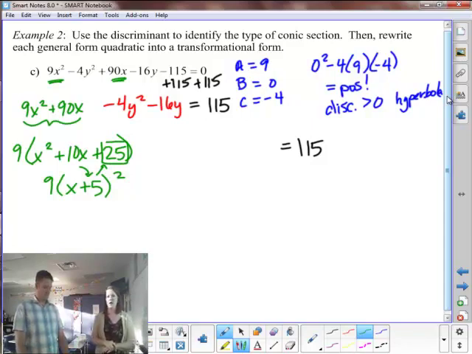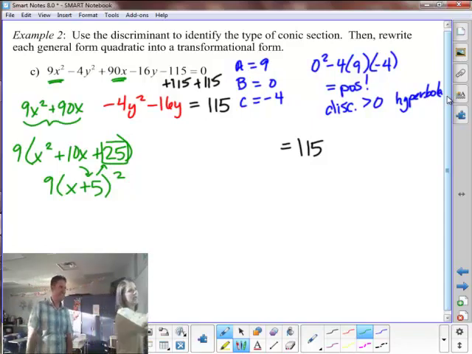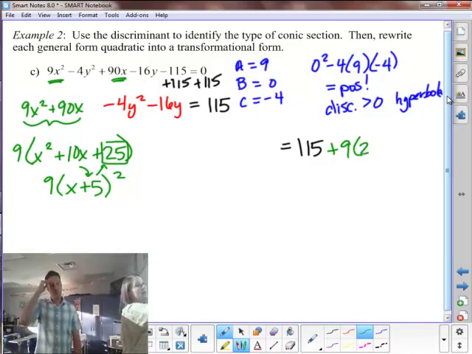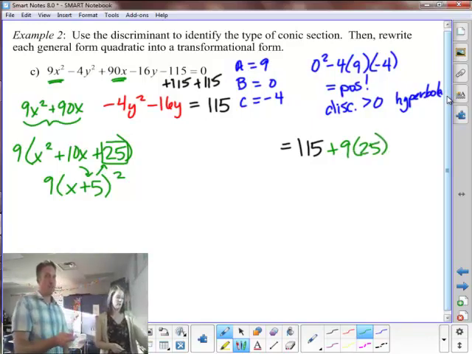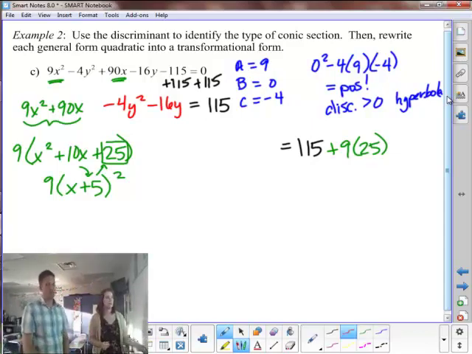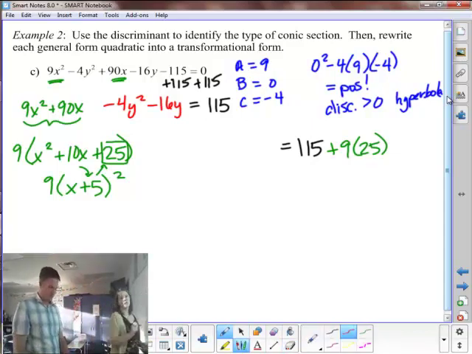So we're just going to add 25 to the right. You would think so, huh? No! There's a 9! You have to add 9 times the 25. See, we didn't actually add 25. We added 9 times 25. We stuck it inside the parentheses. So be careful.